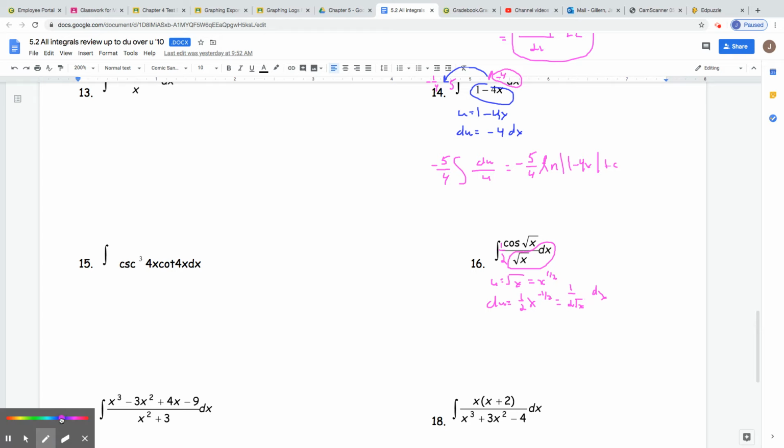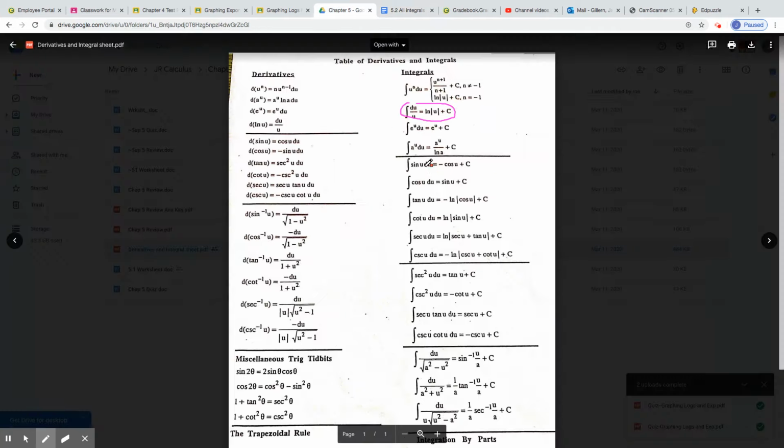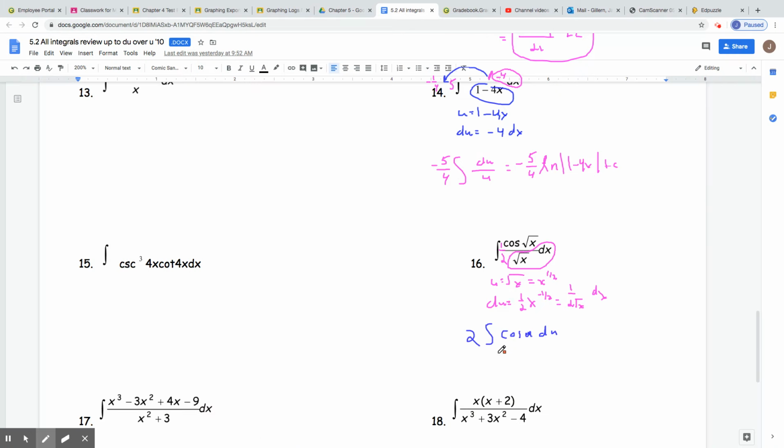Since I added 1/2 here, I put the reciprocal of that, which is 2. So all of that becomes my du. I get cosine u du. If you forget what the integral of cosine is, not a big deal. You should know that, but it's sine u plus c. So it's just 2 sine u, which is 2 sine of the square root of x, plus C.